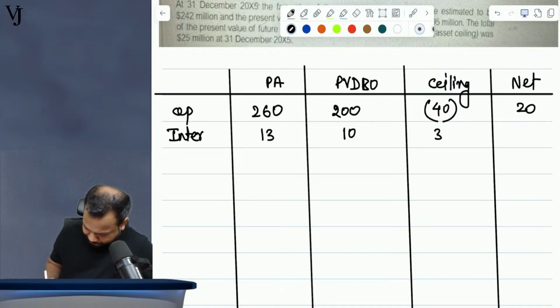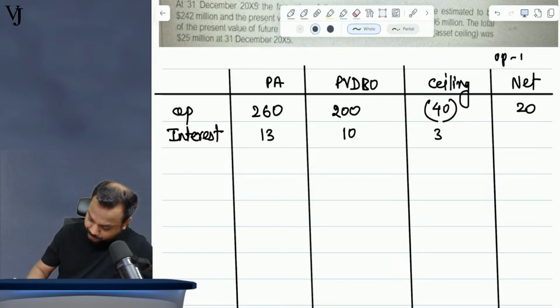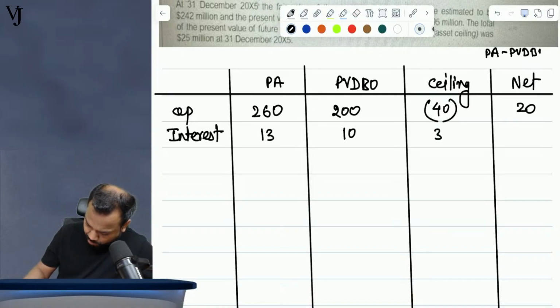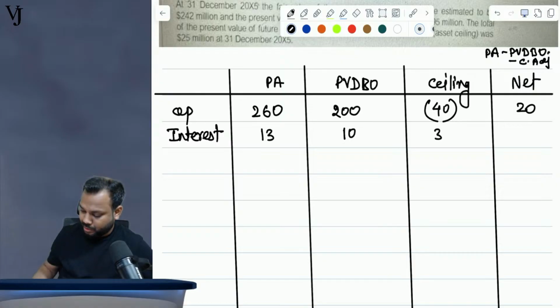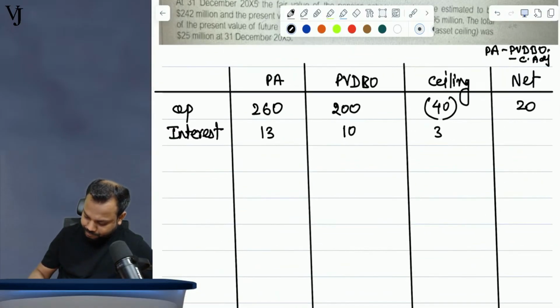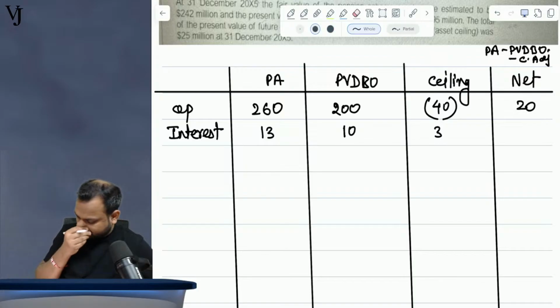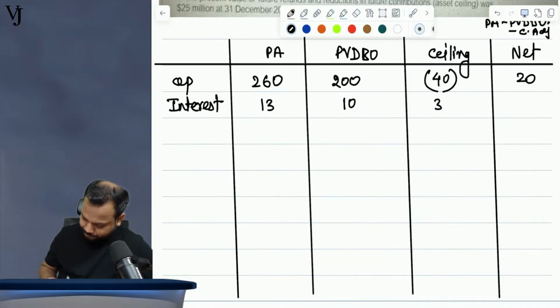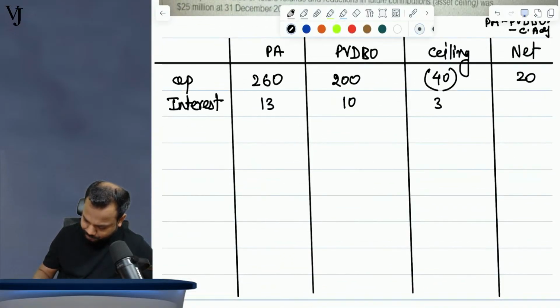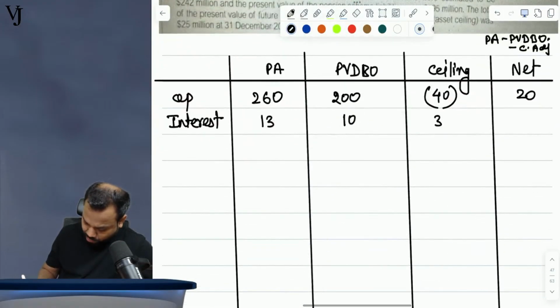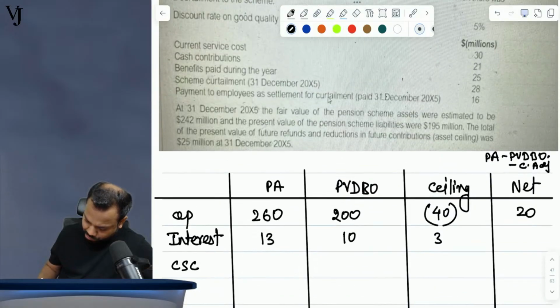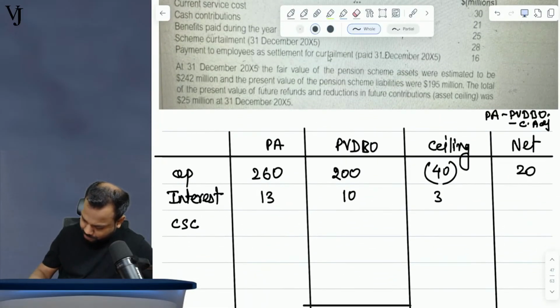Understand, net is plan asset minus PVDBO minus ceiling adjustment. Now net, then further current service cost. There it will be 40 multiplied by 0.05 is 2.